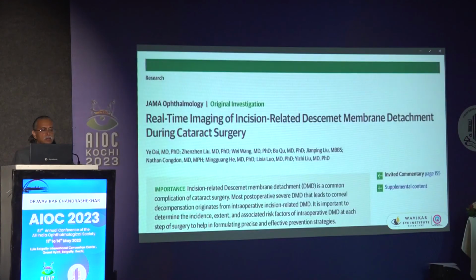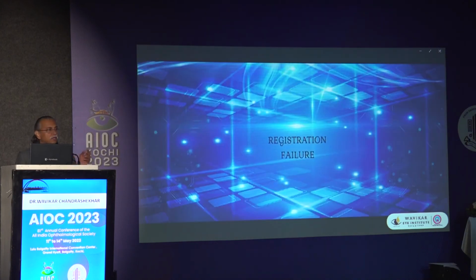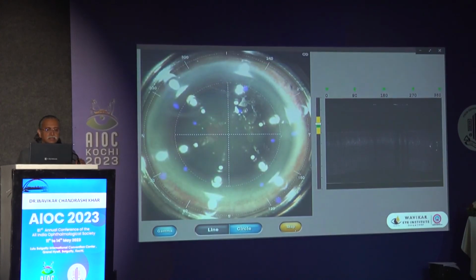It is a real-time OCT study to understand the incidence of Descemet membrane detachment during cataract surgery. And to my surprise, the incidence of DMD is almost 94%. That means we are getting it in every patient. Out of that, 80% of the time, both the anterior and posterior lips are getting detached. Only in very few cases is it either upper or lower.